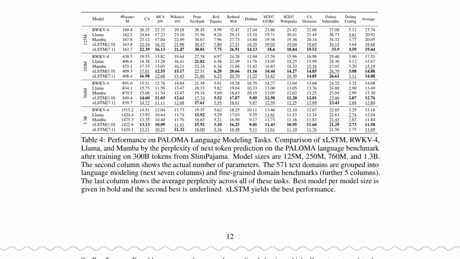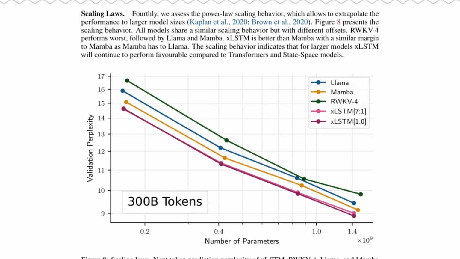The 571 text domains are grouped into a language modeling task, 7 columns, and fine-grained domain benchmarks, further 5 columns. The last column shows the average perplexity across all of these tasks. Best model per model size is given in bold, and the second best is underlined. xLSTM yields the best performance.